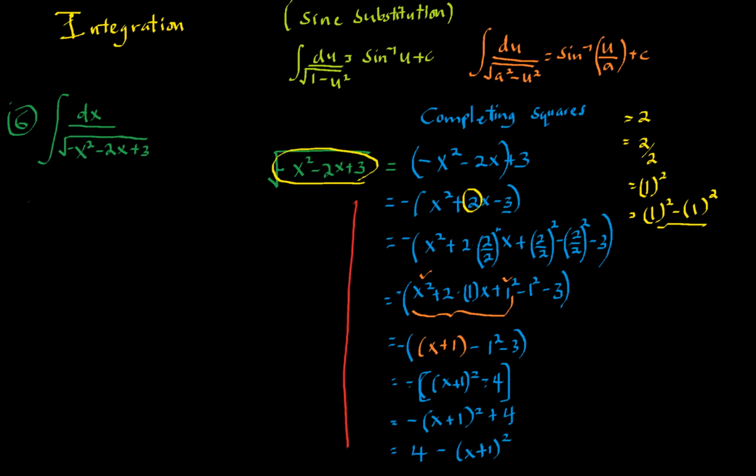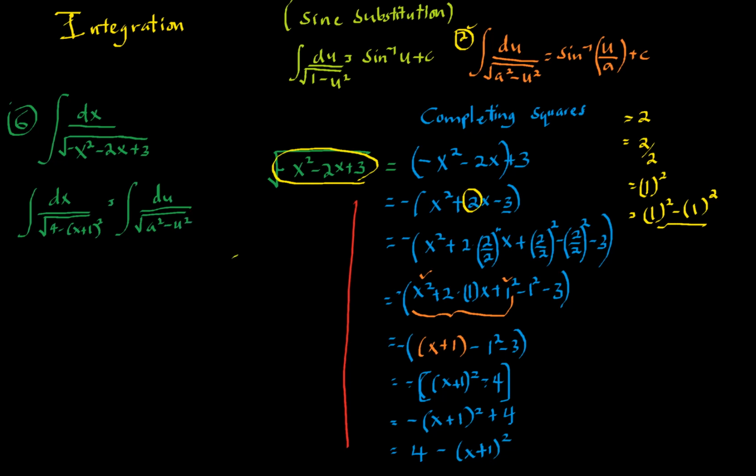Going back to my equation, I rewrite this. So dx, I'm writing the new terms which are with the completed square version: 4 minus x plus 1 squared. Then I have to just continue the normal way. This, of course, looks like the second part, so I'll use the second method. So this will equal du over root of a squared minus u squared.